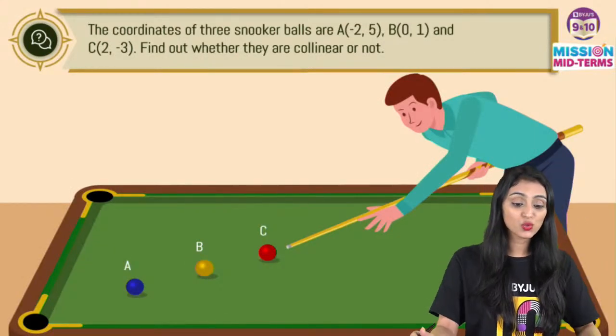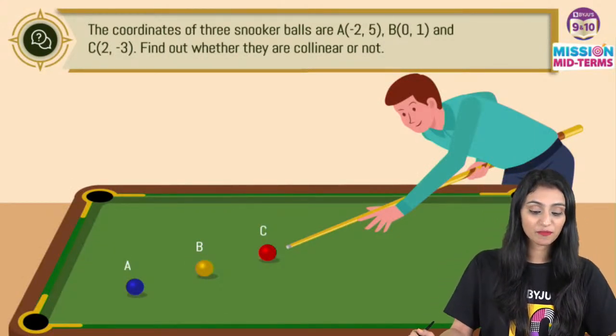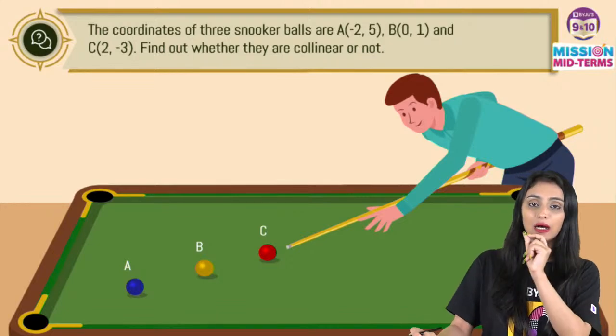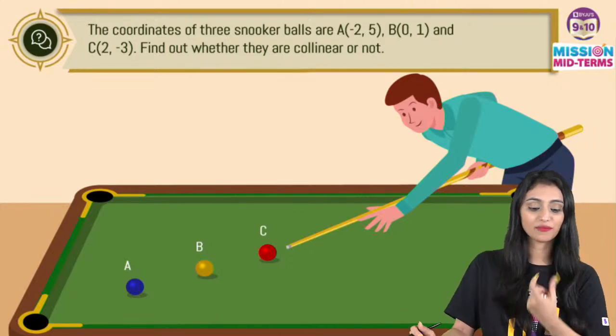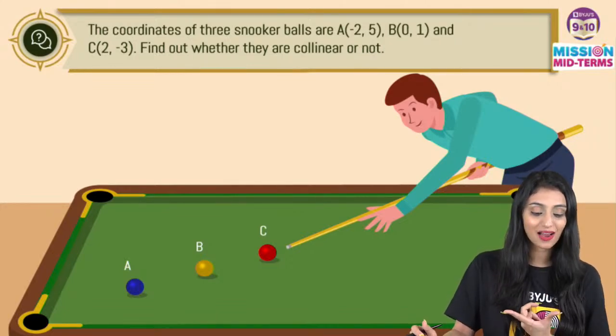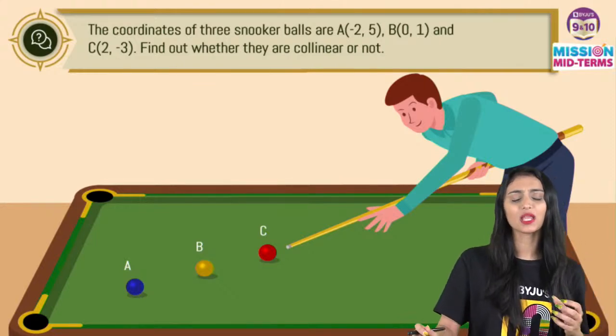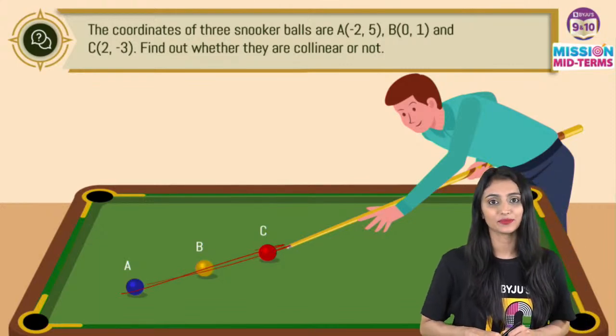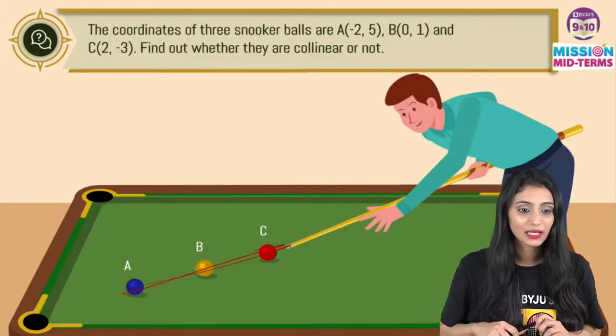The coordinates of 3 snooker balls are A minus 2, 5, B 0, 1 and C 2, minus 3. Find out whether they are collinear or not. You have 3 points given over here. You have to check whether these 3 snooker balls are collinear or not. Collinear means if something is lying on a straight line like this, they are lying in a straight line, right? Then only we can call them collinear.